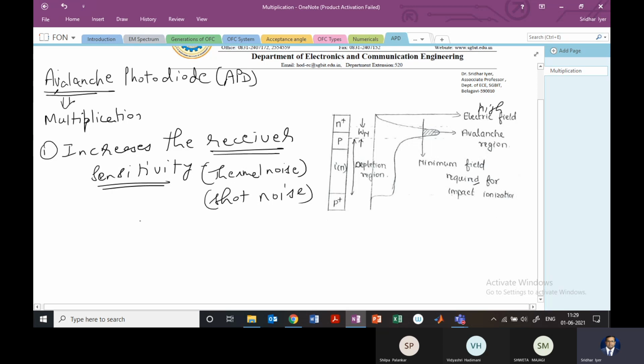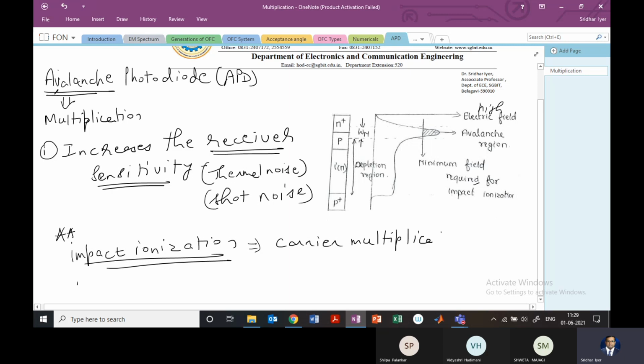So this process of having these carriers travel within the high electric field, and then gaining enough energy through ionization, that process is known as impact ionization. So this is the major technique, impact ionization, through which the APD multiplies the current, that is the photo carriers, right? So basically impact ionization is a carrier multiplication technique or mechanism.